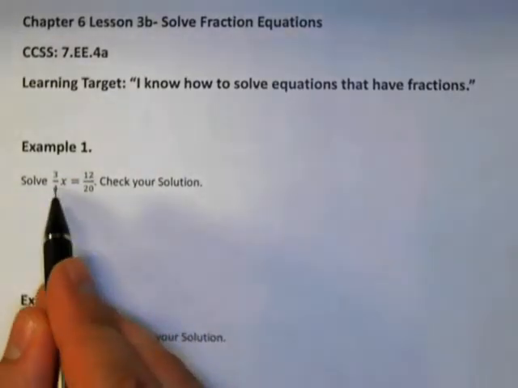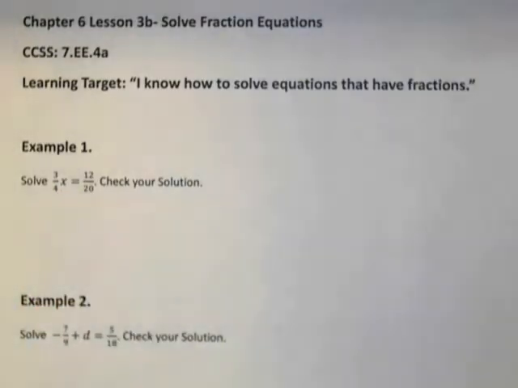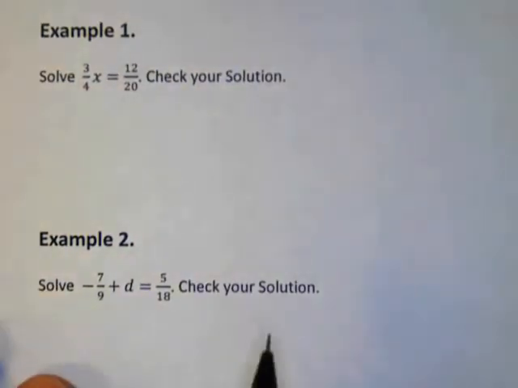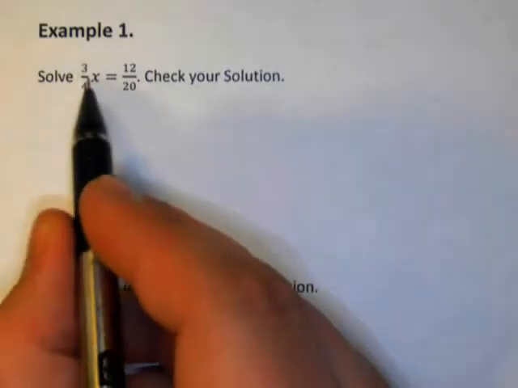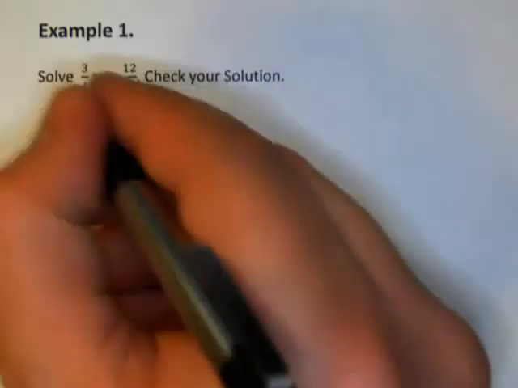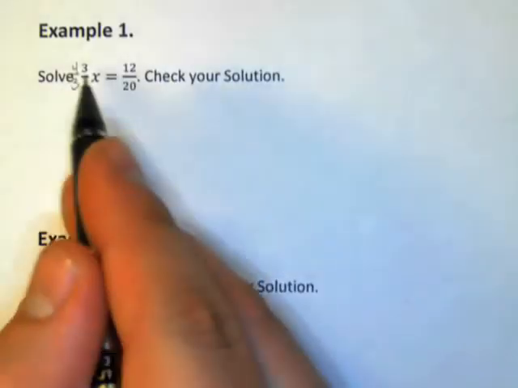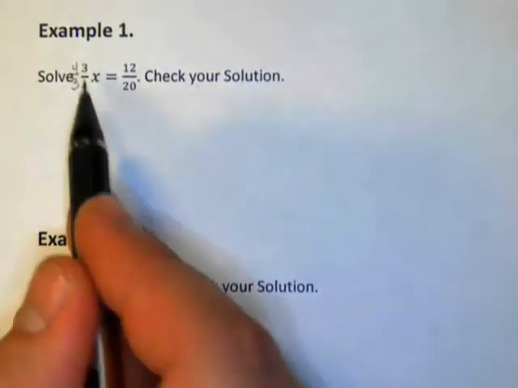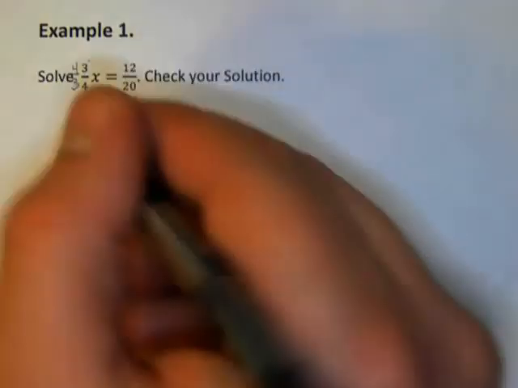So right here we have 3/4 x equals 12/20. And let's go ahead and zoom in on this a little bit. We have 3/4 x equals 12/20, and we need to check our solution. So in order to get rid of the 3/4 to get x by itself, we're going to have to multiply by the reciprocal of 3/4, which is 4/3. Because if we do that, we're going to cancel out. So I'm going to rewrite this equation here.